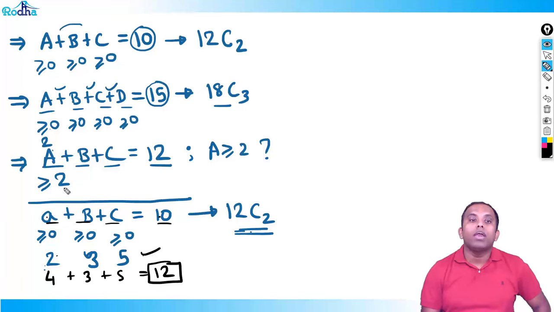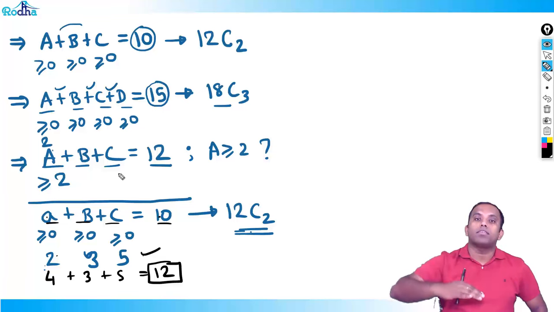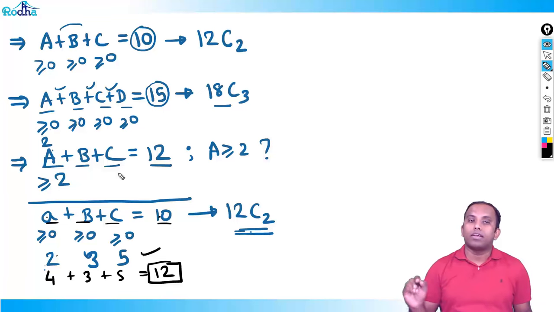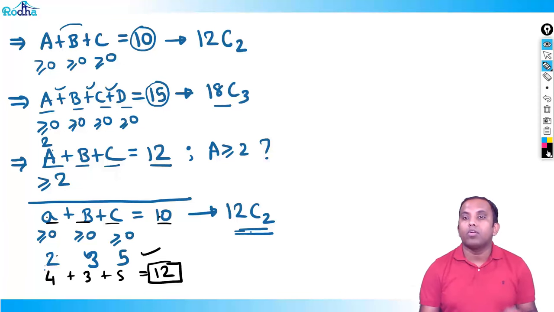Otherwise, if I don't do it, I have to form the cases starting A2, B4, C6, A2, B1, C9, like that. It forms so many cases here. Okay. So, I don't want to form the number of cases. So, we'll do it directly. Okay. Now, come to the next one.